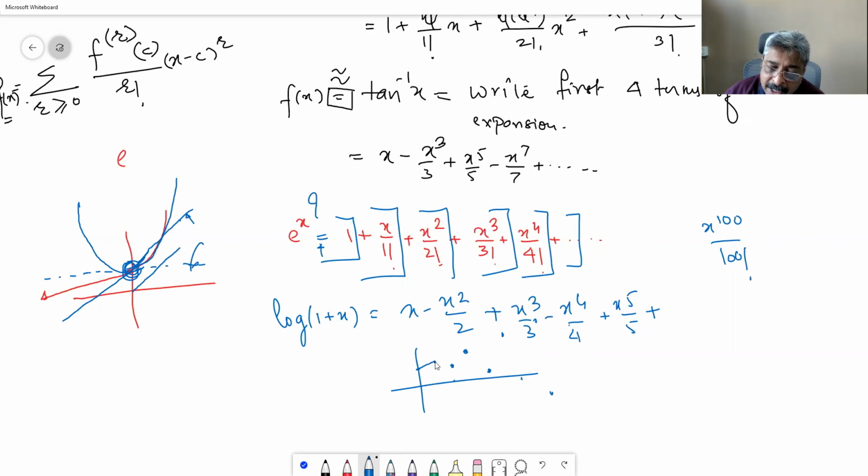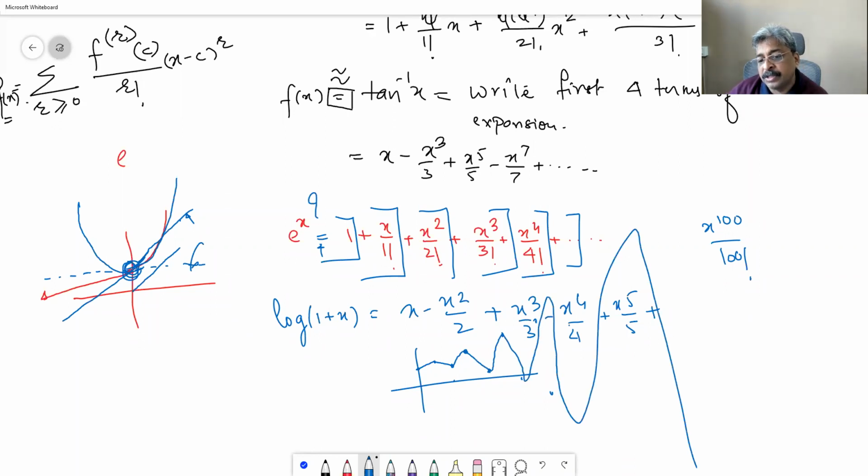When I put the first term, I get this. When I put the second term, I get this. Third, I get this. Fourth, I get this. Fifth, I get this. And so on. Suppose it happens like this. Then we are calling it oscillating but divergent.